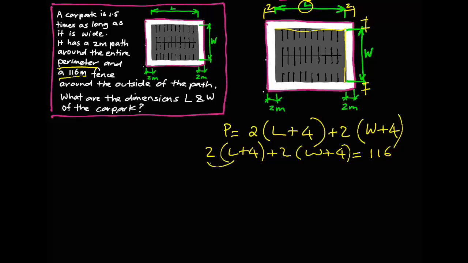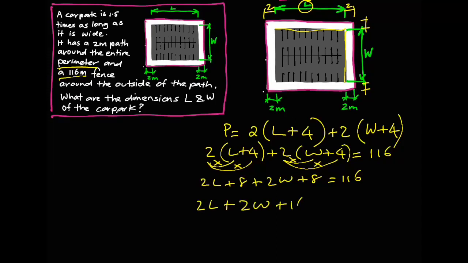Let's go ahead and expand that out. So they're all multiplied. So we've got 2L plus 8 plus 2W plus 8 equals 116. Now that's 2L plus 2W plus 16 equals 116. 2L plus 2W is equal to, bring that over as a minus 16, 100. So that's equation 1.